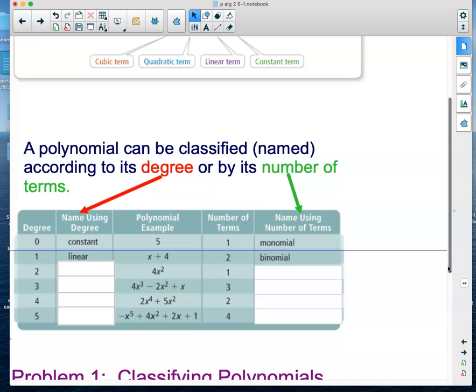Now, if you're thinking, hey, I've heard these names before. Yeah, I've been using this vocabulary as we've been talking about these. 4x squared. Okay, x squared. Those are parabolas. They have a fancy name. They're called quadratics. So a degree 2 polynomial is a quadratic. But looking at it to say, hey, this is how many terms it has, it's only one term. So we're back to a monomial.